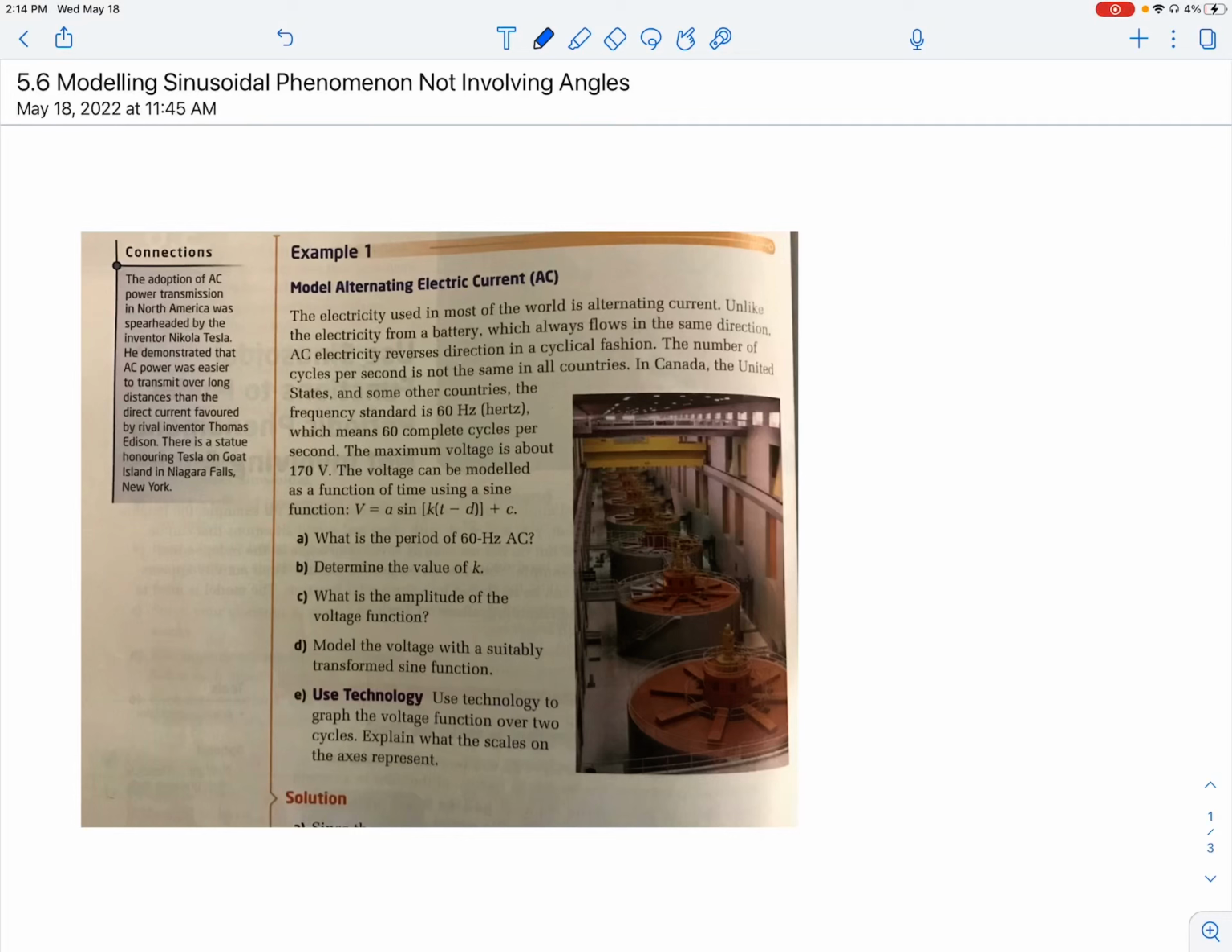Hi, welcome to our first video for 5.6, modeling sinusoidal phenomenon not using angles. In our last section, we looked at a Ferris wheel and some other applications where angles were involved. In this section, we're just going to look at real life scenarios where we're not using angles at all, but we can still model the behavior using a sinusoidal function.